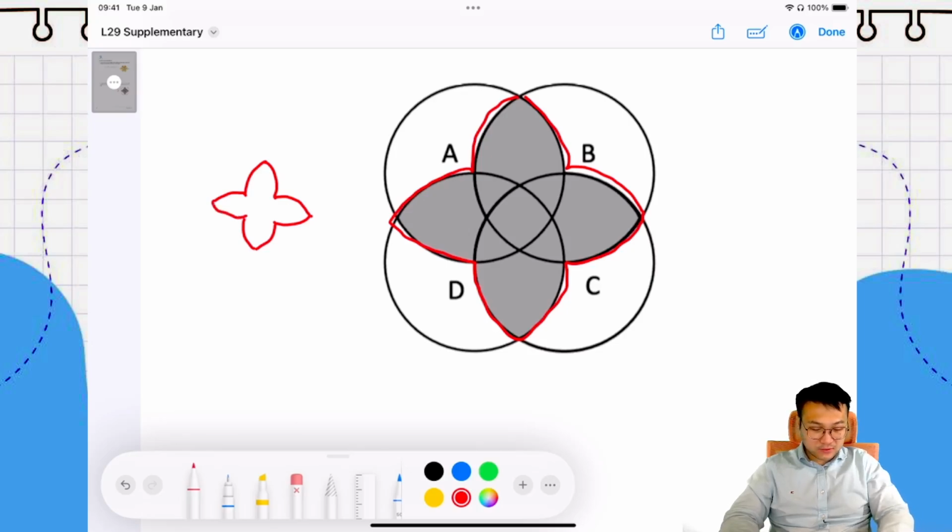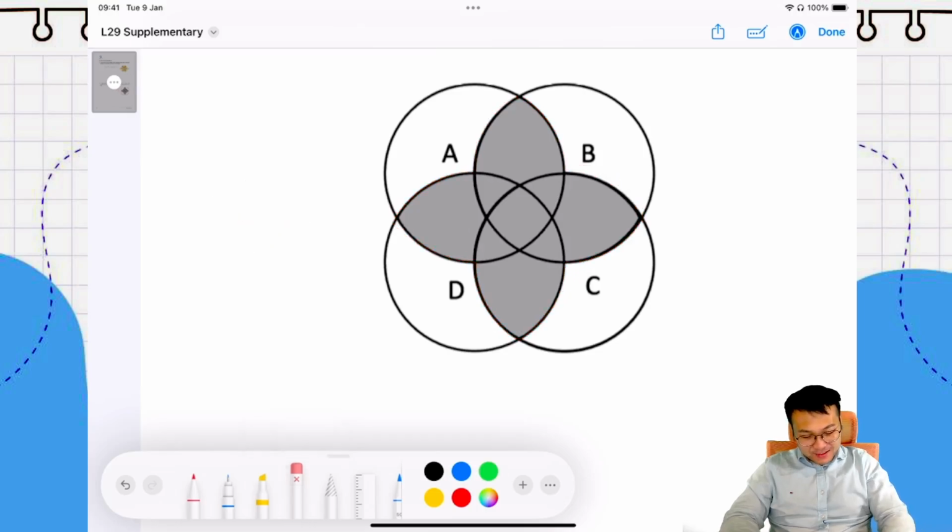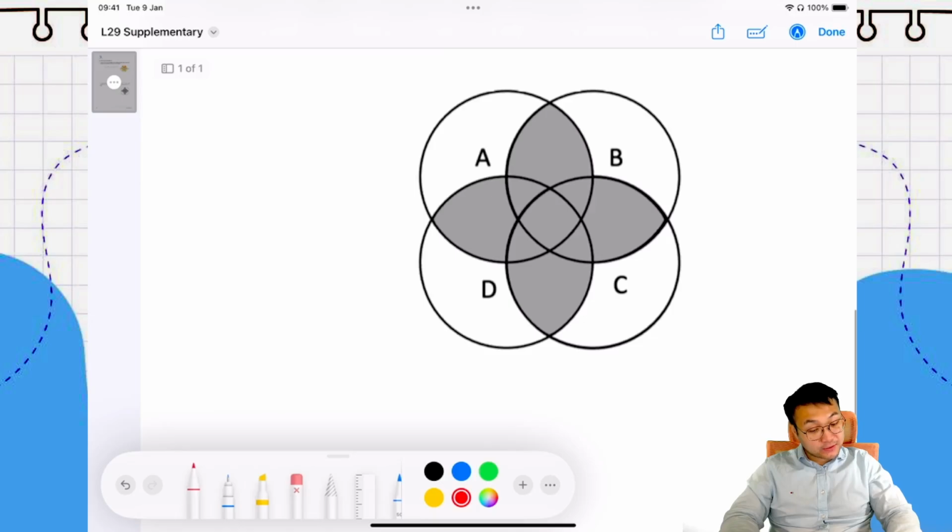Yeah, I think there's a very famous jewelry that is in this shape. I forgot the name of it. Never mind. Okay, students, we just need to find the outline, right?